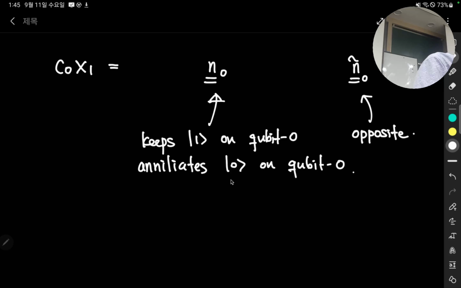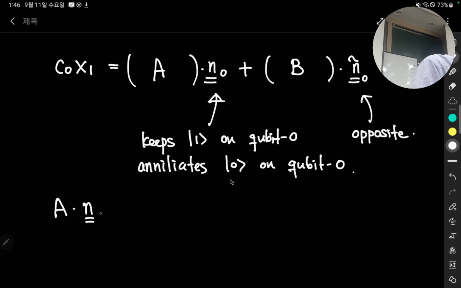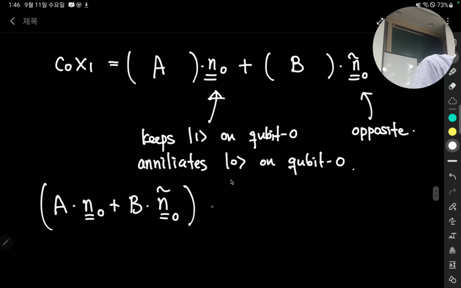So here, let's see, plus sign here. I want something going on here, and I want to multiply something on here. Let's call it A and B. I'm going to apply this to this qubit 0 state. It's the cat 0 state on qubit 0.